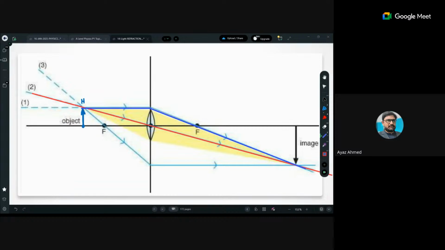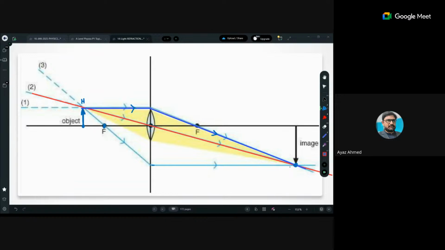Ray number two is this. Yes, sir. You have to use your ruler. Ray number three is that which is passing through the principal focus first and then it becomes parallel.